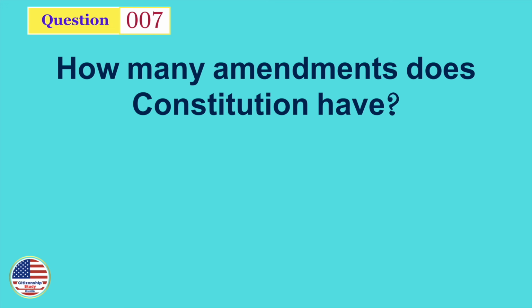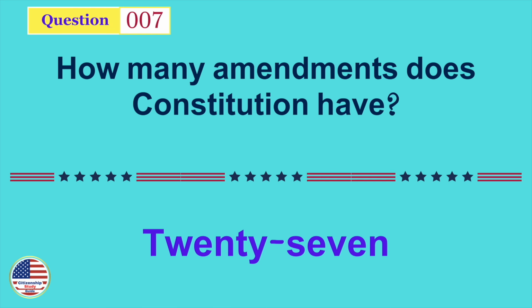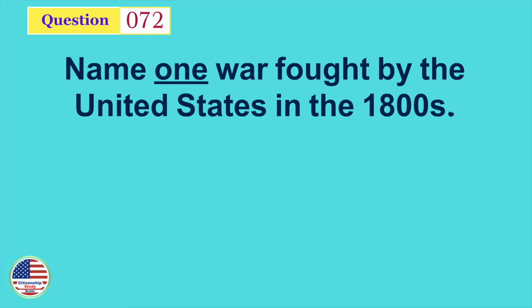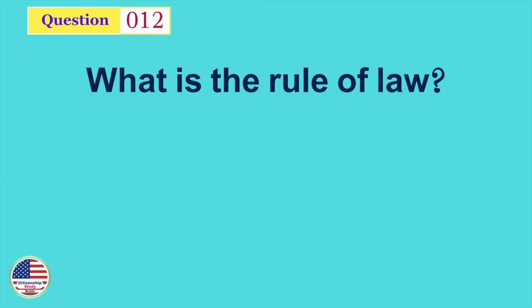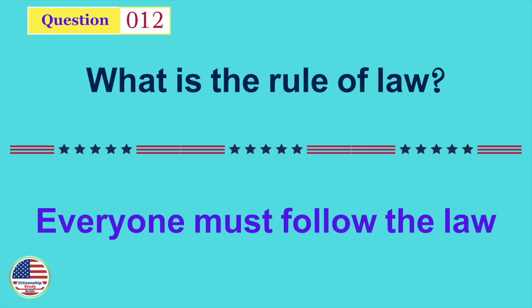How many amendments does the Constitution have? 27. Name one war fought by the United States in the 1800s. Civil War. What is the rule of law? Everyone must follow the law.